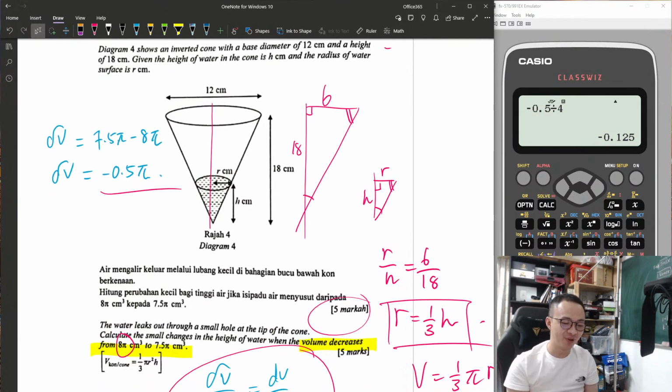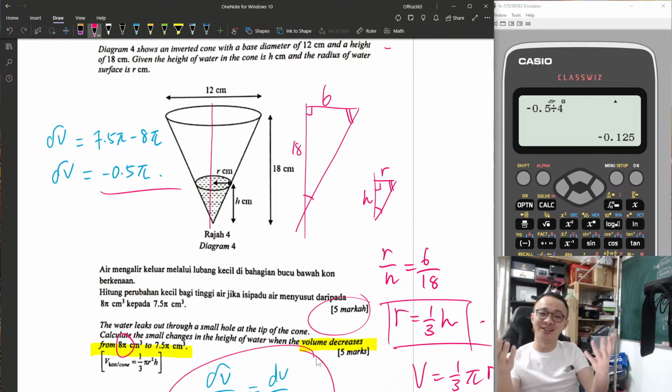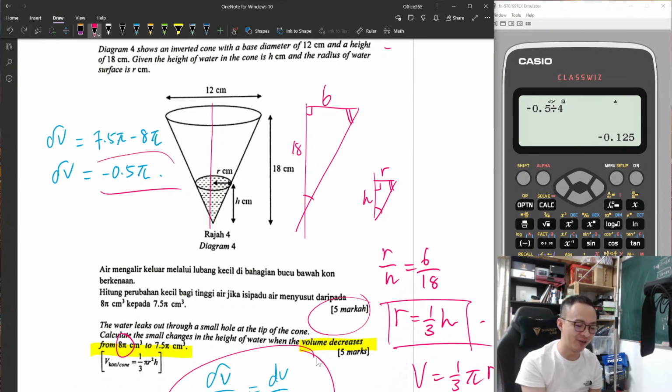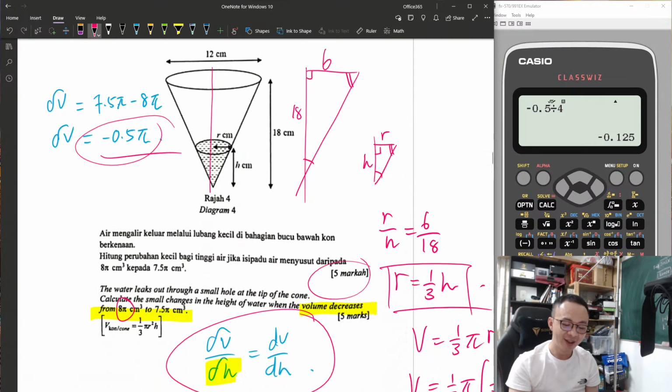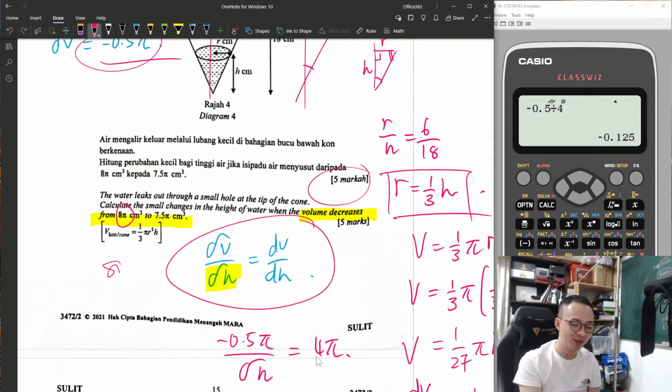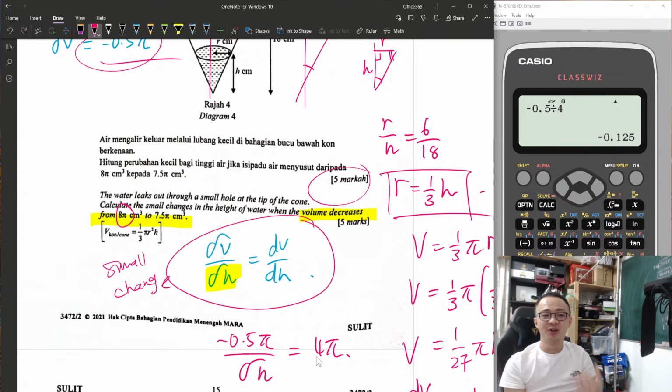After that, you need to know that the volume has actually decreased from 8π to 7.5π. Then you come out with the change of V, and then you come out with the small change formula. This is a small change formula. The small change formula hints that you need to find the change of height, right? This is the reason I highlight the yellow one. It is a change of height.